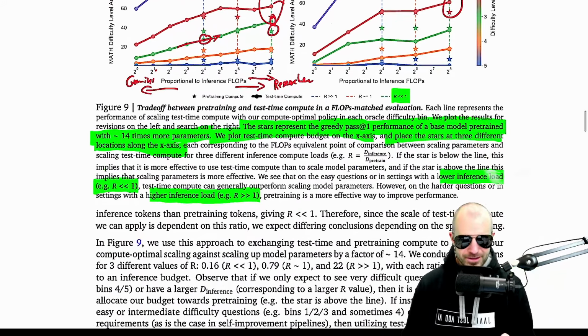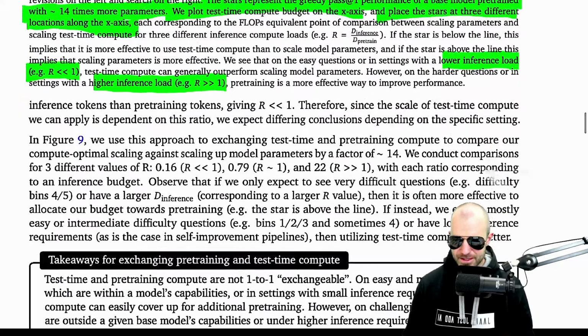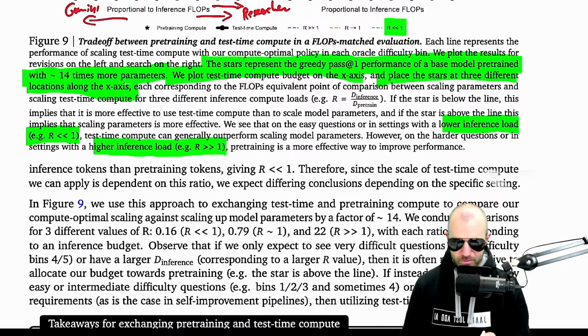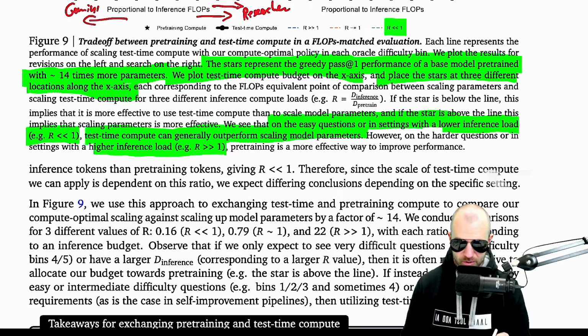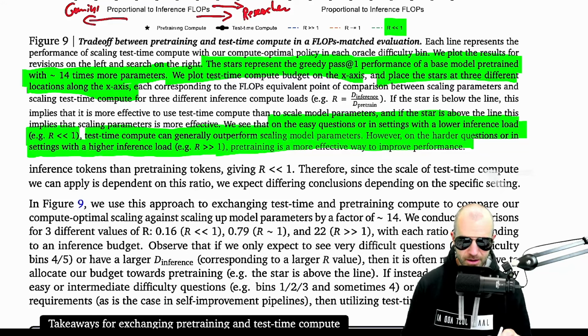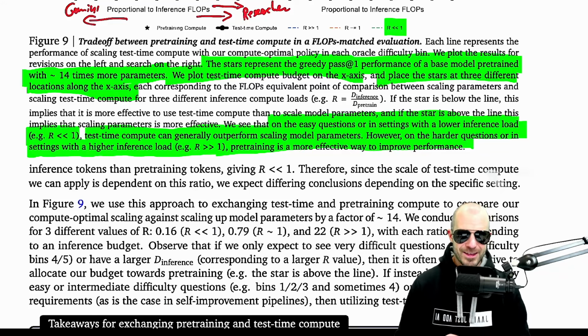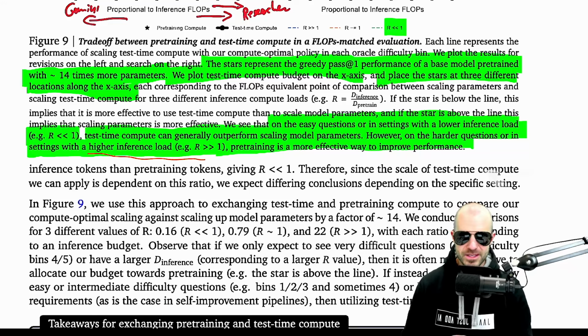However, this is to be qualified by saying, we see that on the easy questions or in settings with a lower inference load, test time compute can generally outperform scaling model parameters. However, on the harder questions or in settings with a higher inference load, pre-training is a more effective way to improve performance. And sadly, a lot of our use cases tend to be either in the higher inference load setting, where someone trains a big base model and then lets everyone use it, or the harder questions are obviously naturally more interesting.